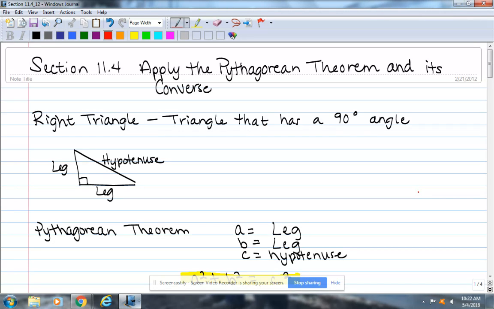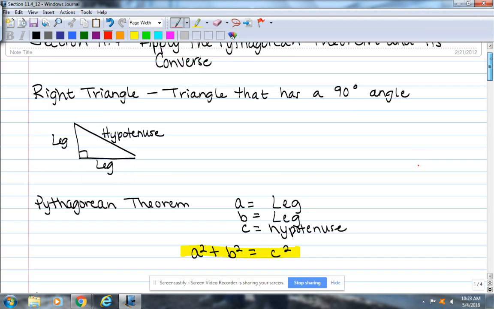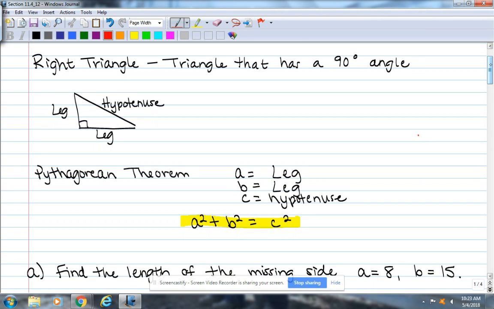What's something else we know about the hypotenuse of a right triangle? It's the longest side. Very good. So A is a leg, B is a leg of a right triangle, C is the hypotenuse. Our condensed version of the Pythagorean theorem is A squared plus B squared equals C squared. You need to memorize that.